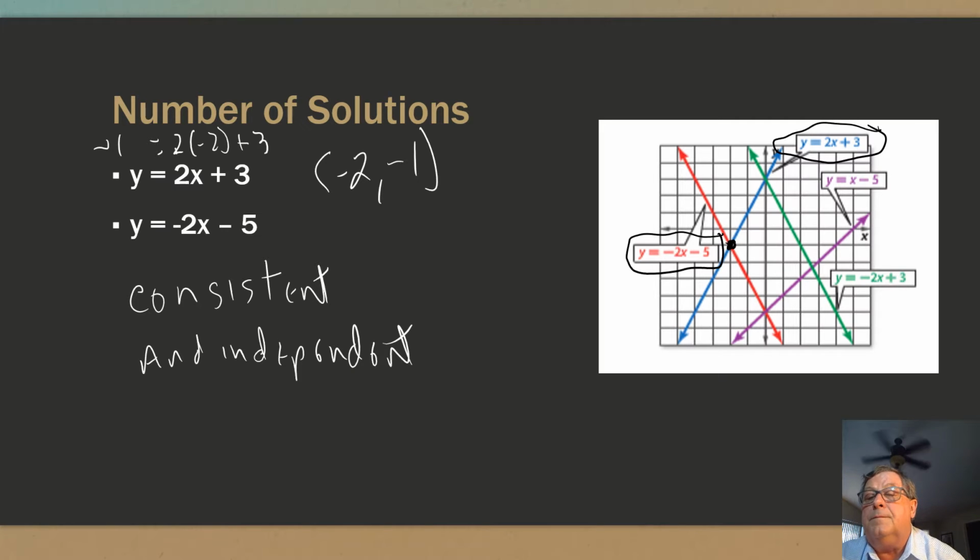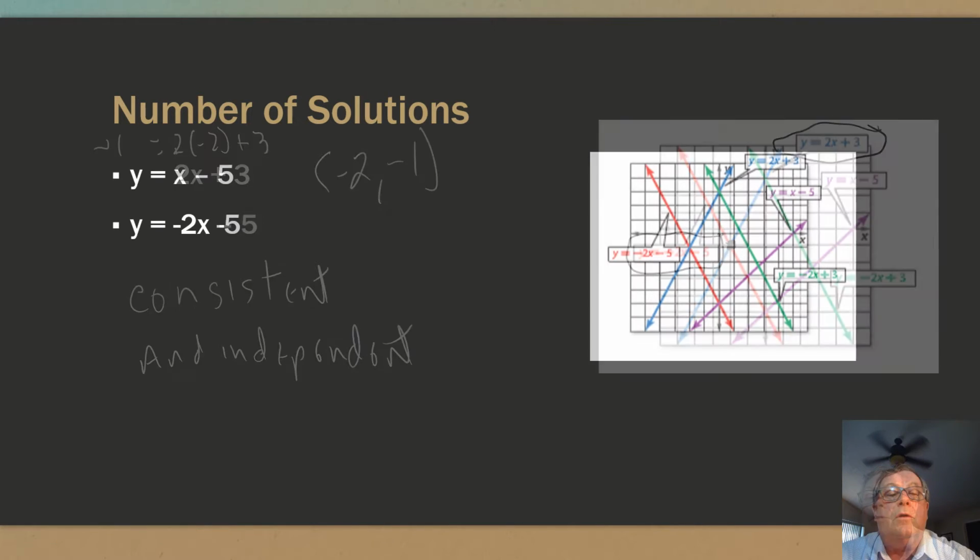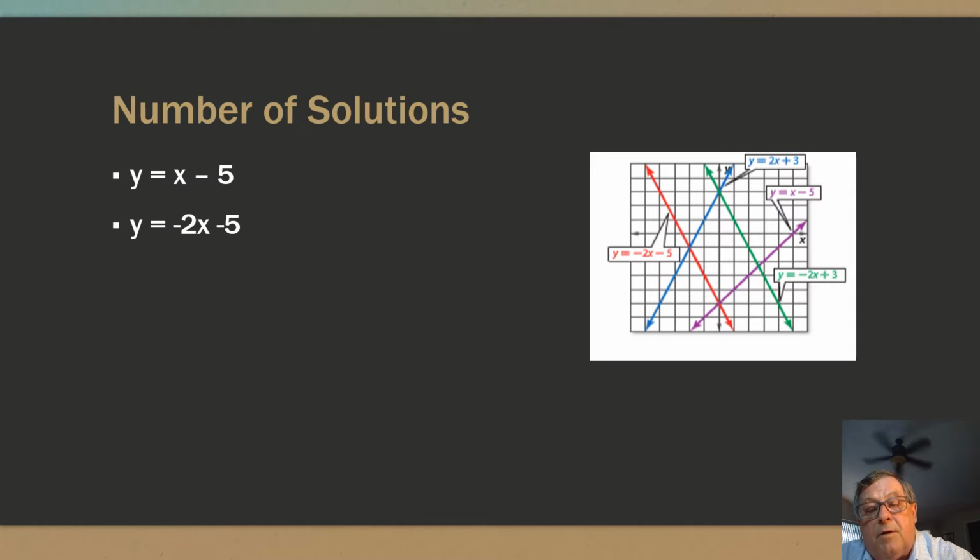Okay, well, let's look at another one. Shall we? Yes, we shall. All right, once again, I got the same number of graphs up here, but I'm going to focus in on at least one different one, and that is this purple line, which represents the equation y equals x minus 5. And we're comparing it again to the red line, which says y equals negative 2x minus 5. Well, they don't have the same slope, so I know they are not going to be inconsistent. And they're not the same line, so they're not going to be consistent and dependent.